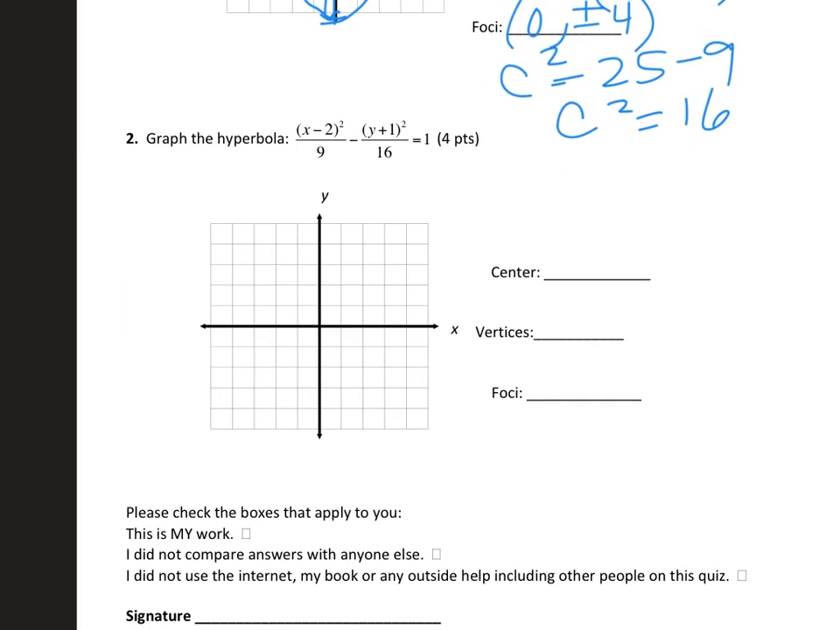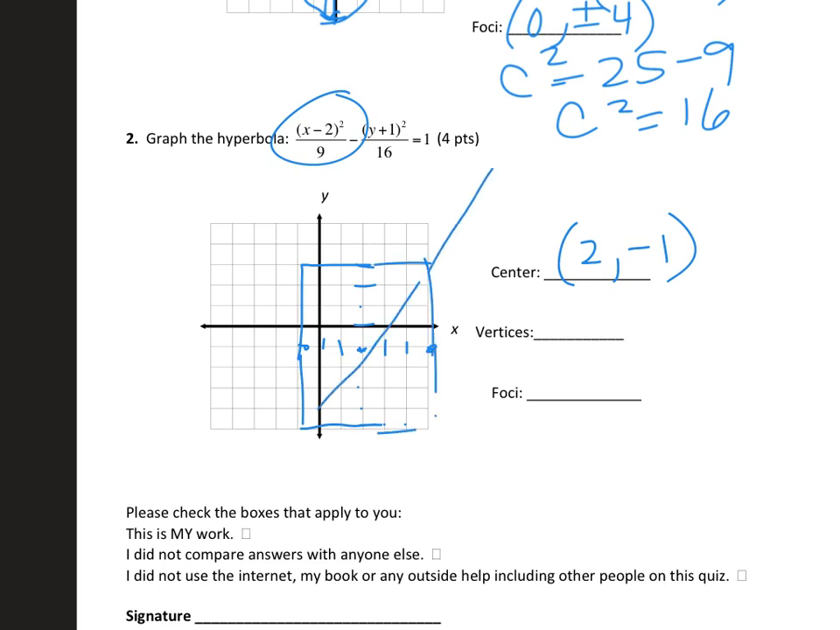It was harder though, because the center moves. The center is now at 2, -1. So we'll go to 2, -1. The vertices are a distance of 3 left and right. See, the x is first, it doesn't matter which one's bigger. And then 1, 2, 3, 4 up and down. And then you draw that rectangle in. You draw the asymptotes. Neatness does not count here because this looks terrible. All right, there we go.